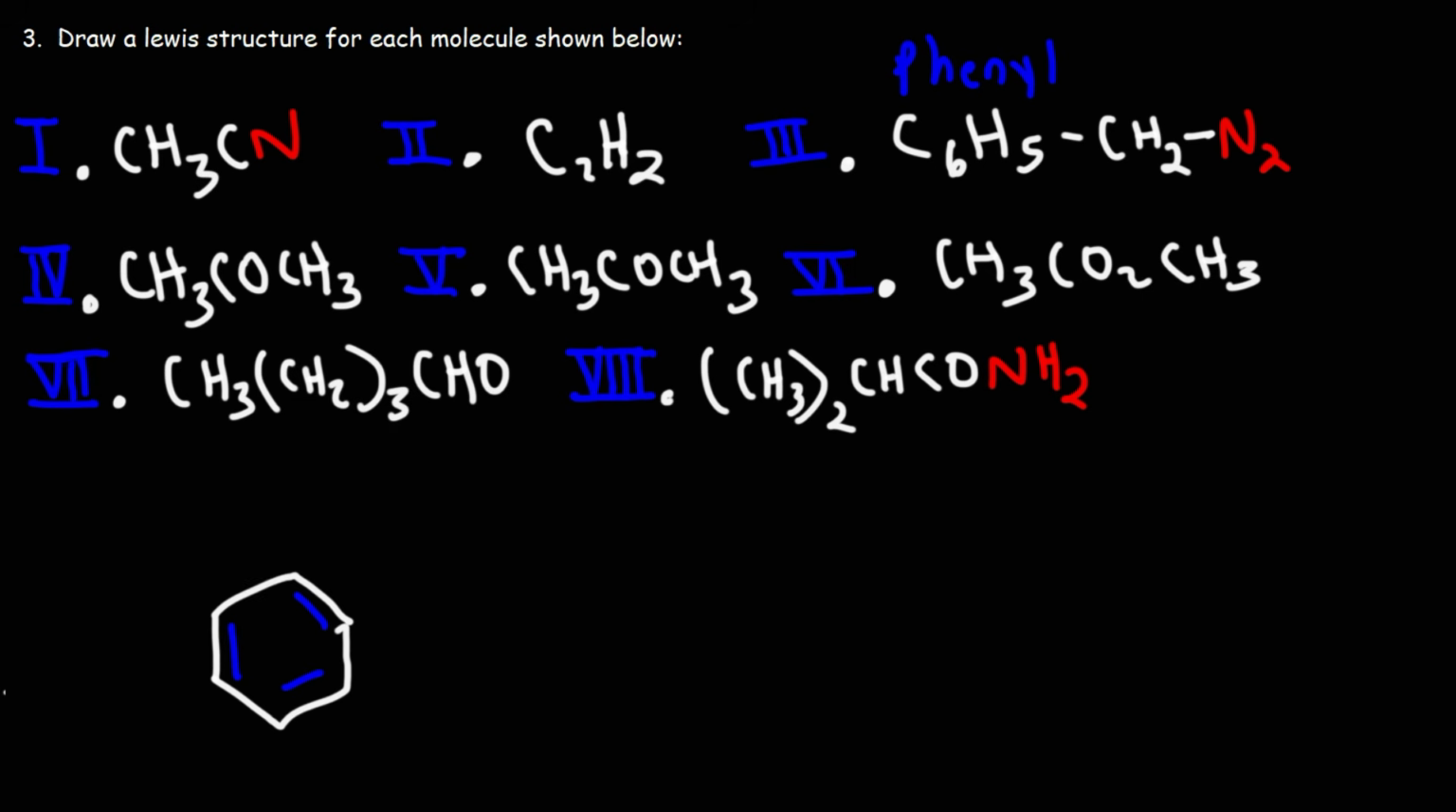However, because we only have 5, that means this benzene ring has replaced a hydrogen with a substituent, which is what we see here. The other 5 hydrogens, we don't have to show them, but just so you can see it, I'm going to put it on the screen. Next, we have a CH2 and then N2.